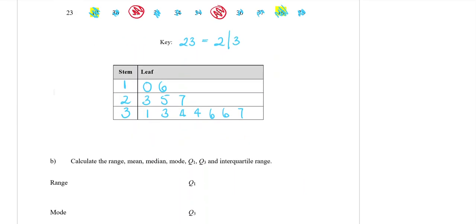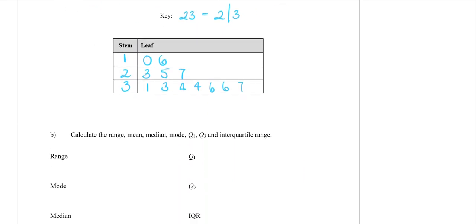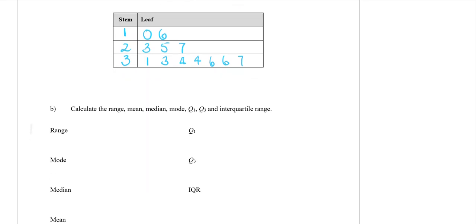All right, that's the first one. But here comes all of the things that we have to find from it now. Range, mode, mean, median, quartiles even. So let's go through what all of those mean again.